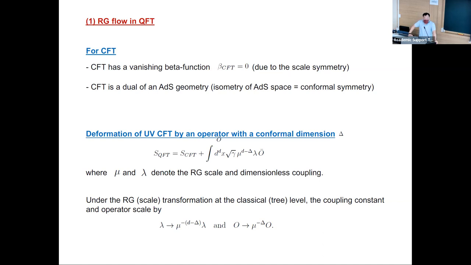In that case, the isometry of the AdS space is equivalent to the conformal symmetry of the dual field theory. So we know an exact relation between AdS space and conformal field theory. For example, AdS5 times S5 is dual to the N=4 super Yang-Mills theory. And another example: AdS4 times S7 is dual to the ABJM theory.